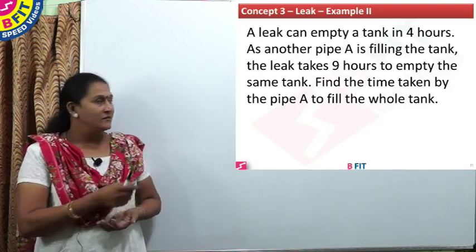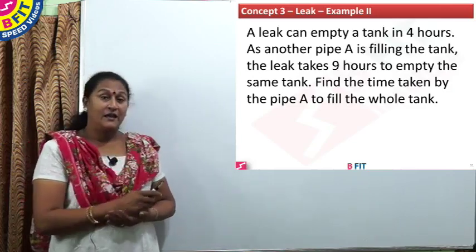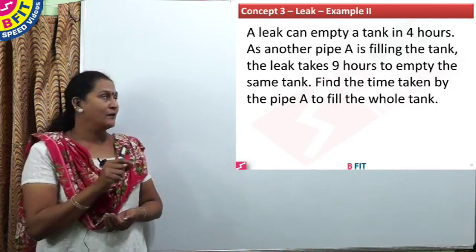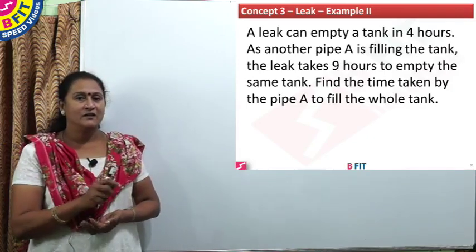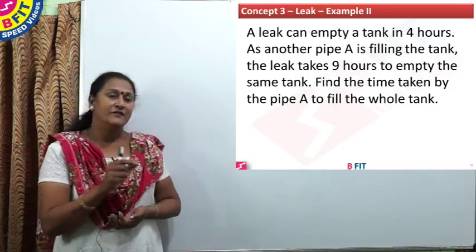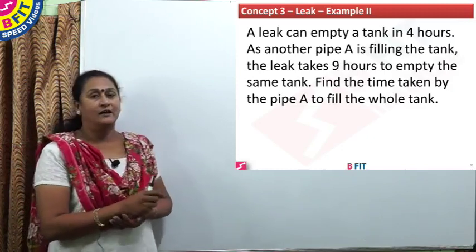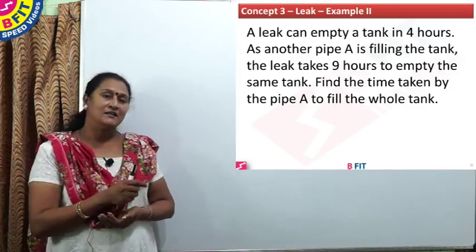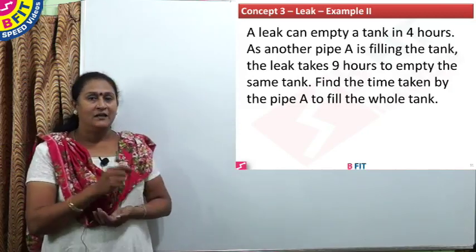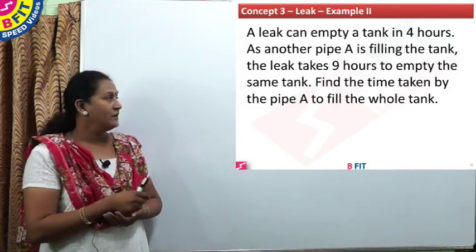So here, this is another question related to leaks. Earlier, they gave the time taken by A to fill a tank, and because of the leak, pipe A took more time. In this one, it is the converse of the concept. So the base is given for the leak. Normally a leak can empty a whole tank in 4 hours, and simultaneously pipe A is filling the tank. Because pipe A is filling, the leak is taking more time, more than 4 hours, that is 9 hours, to empty the same tank.